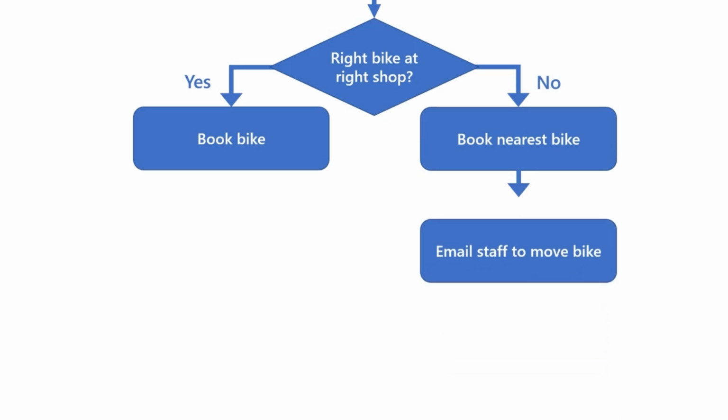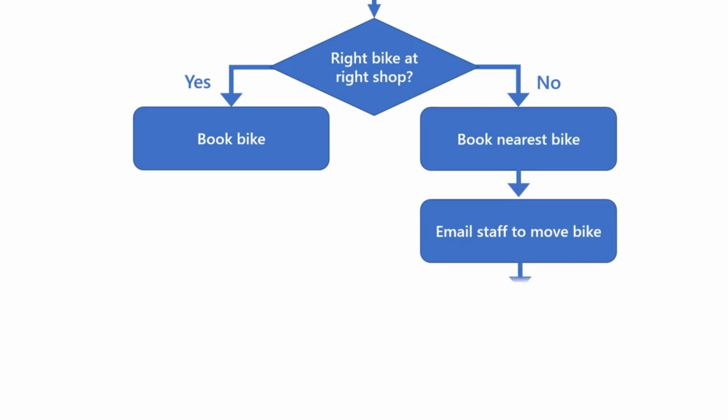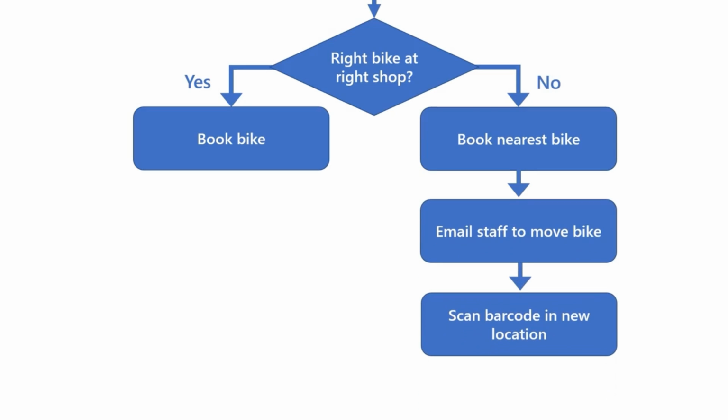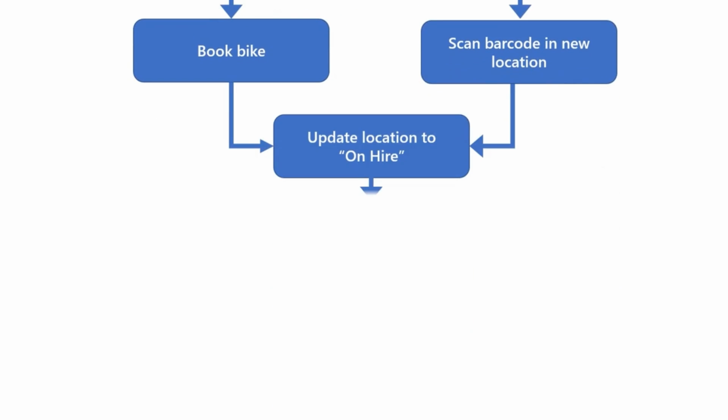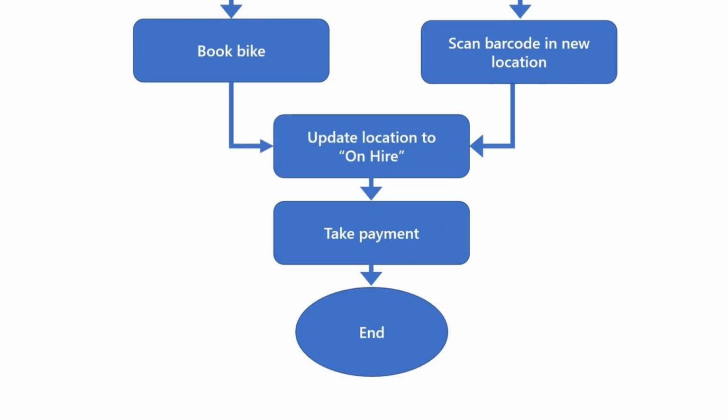Send an email to staff to move the bike to the customer and scan barcode in the new location. After booking the bike, then give the bike to the customer and update the location to on hire. Finally, take payment from the customer. This is a simplification of the entire process. For simplicity, we've omitted edge cases such as no bike with the desired frame size or features is available for rent. Perhaps you can think of other cases not covered by this simplified process.